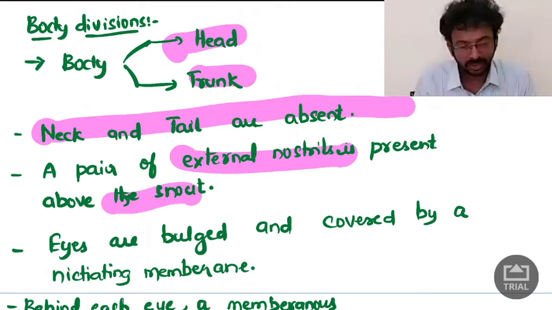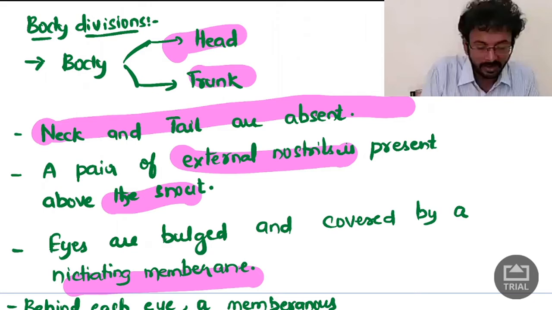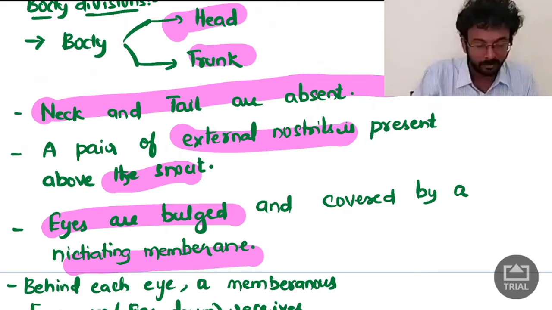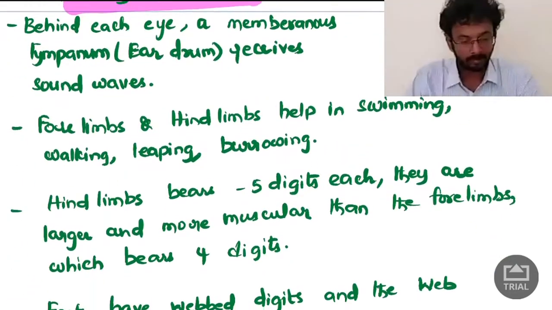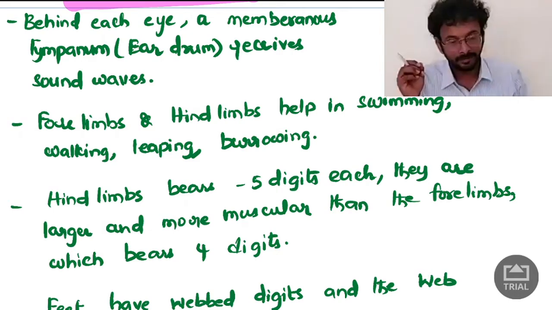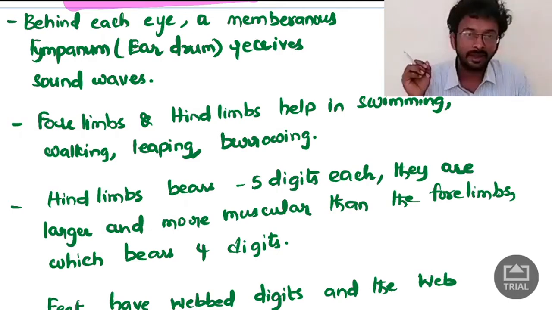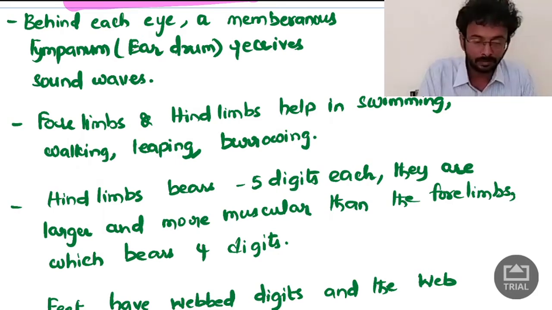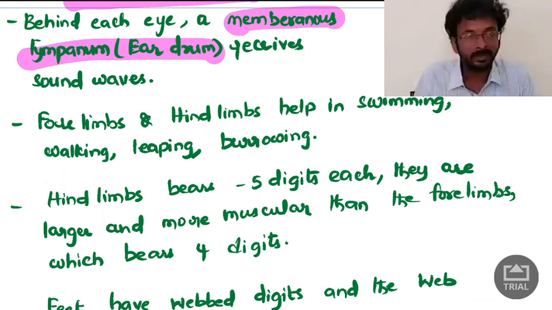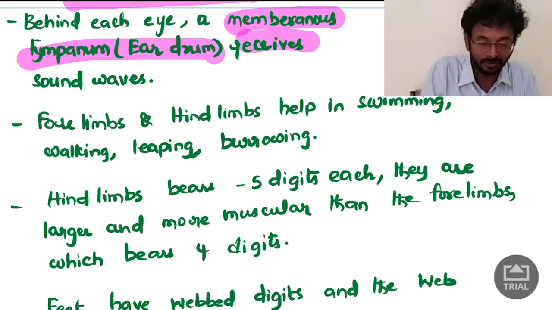Eyes are bulged and are covered by nictitating membrane. Behind each eye, a membranous tympanum is present, which is called eardrum, that receives sound waves.